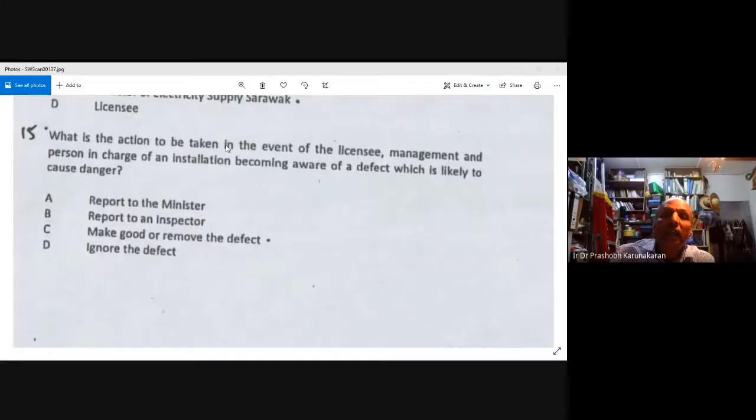What is the action to be taken in the event of a licensee, management, and person in charge of installation becoming aware of a defect which is likely to cause danger? Make good or remove the defect. The meaning of this is, if a licensee like Cisco sees something wrong, they must solve it. Actually, it's a rule for someone like me, a chargeman. If I see something wrong, I must solve it. I can charge the customer, but I must highly recommend in writing that he change it.